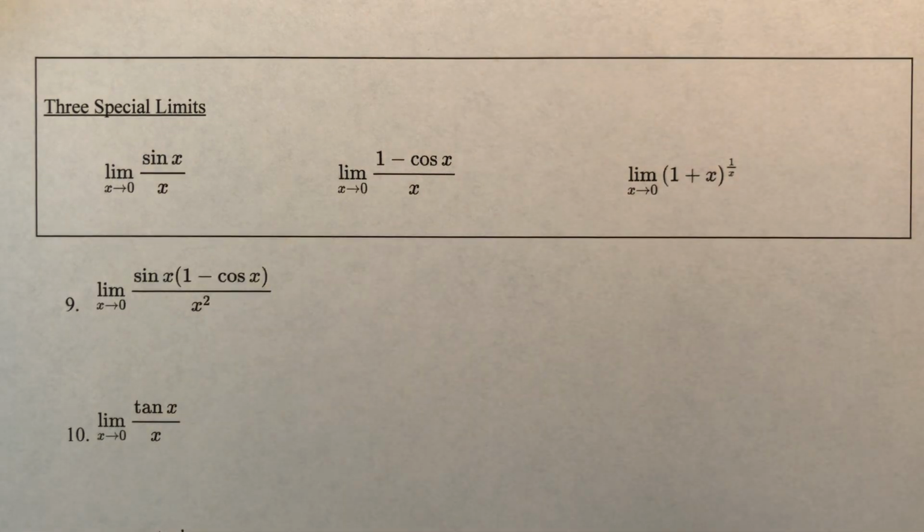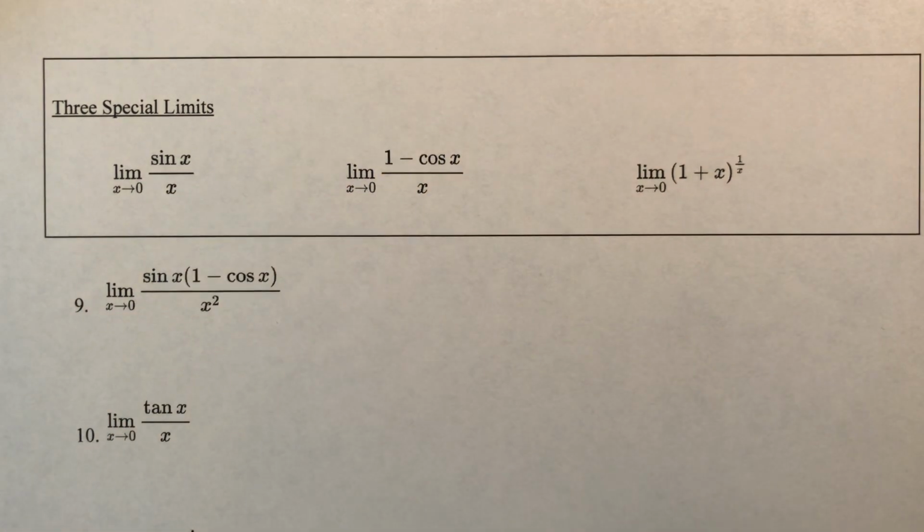We have three special limits that we're going to discuss, and here they are. The first one, the limit as x approaches 0 of sine x over x. Well, I wonder what that could be. So here's what I've done, actually.